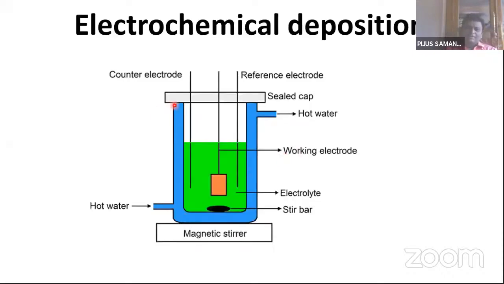So this is a cell. Basically, you can take a glass beaker, and these are two electrodes. One is a working electrode, and another is counter electrode. That is basically cathode and anode. And there is a reference electrode, and they are connected to a power supply to maintain a constant current.